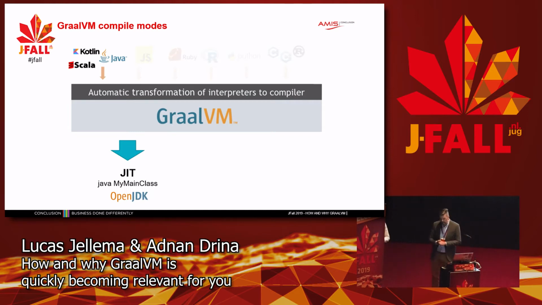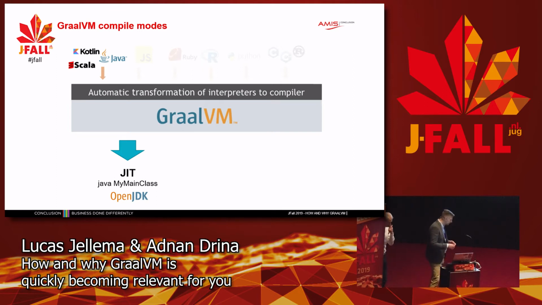So GraalVM provides two compilation modes. The first compilation mode that I want to touch here is the just-in-time compilation mode. This is the default compilation mode for the JVM application. So if you run your JVM application currently, it will be compiled with the JIT compiler.